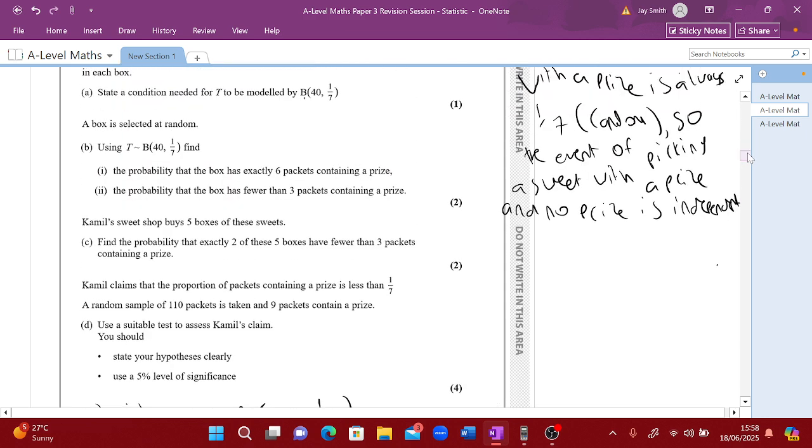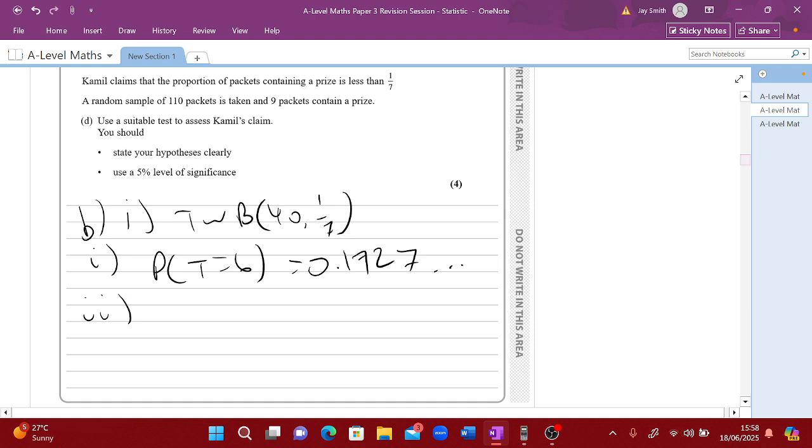What is the probability that a box has fewer than 3 packets containing a prize? So we want the probability of less than 3, right? Because it has to be fewer than 3. But our calculator only works with probabilities when it's less than or equal to. Well, because it's binomial, it works in integers only. So 0, 1, 2, 3, and so on. So if it's less than 3, then the next number down will be less than or equal to 2. And that's what we're going to put in the calculator.